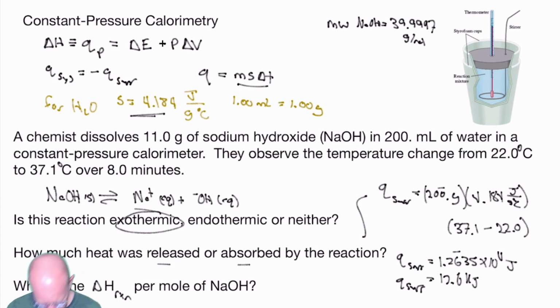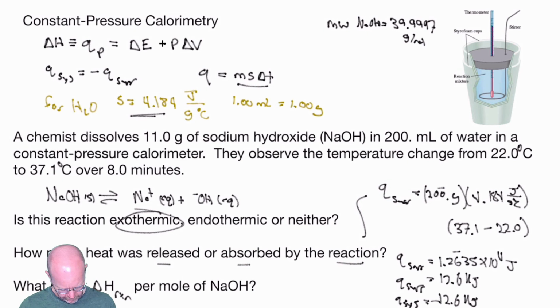That means the Q of the system, which is what we're interested in, which is the reaction, because this question is about the reaction, is negative 12.6 kilojoules. So how much heat was released or absorbed by the reaction? Well, the reaction released 12.6 kilojoules, and because it's releasing 12.6 kilojoules, we give that a negative sign.